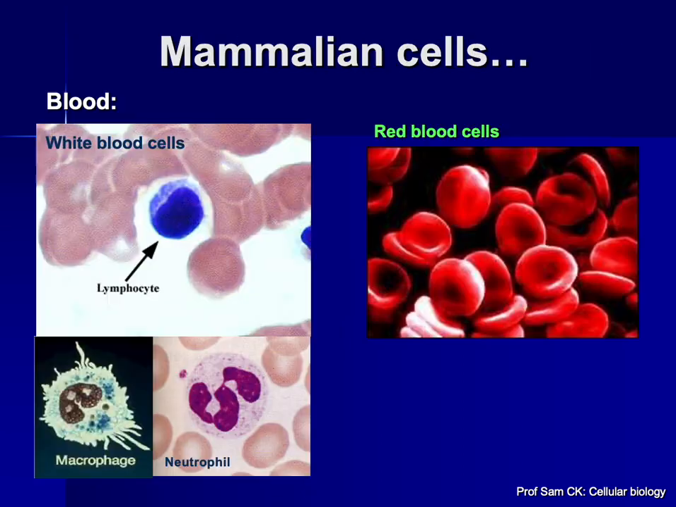Next, what I'm going to show, some of you might be very familiar with these structures: the mammalian cells, the white blood cells, such as the lymphocyte, the macrophage, and also neutrophils. These cells function in the immune system. And there are also red blood cells that are important to carry the oxygen throughout your body.